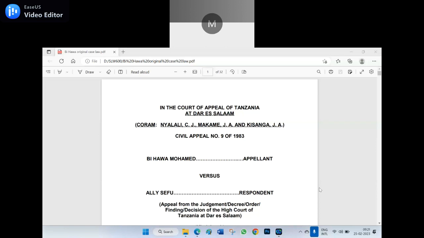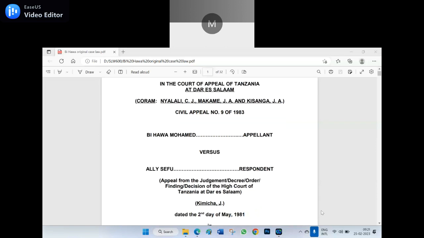Then chini, down, you will write the title of the case law. What is the title of the case law here? B Hawa Muhammad versus. When you write versus, you don't write the full word VERSUS, that is the old style. Write a small v with a full stop, then you write Ali Saif. You need not write defendant or appellant, all those things. And this should be in small letters and in italics.